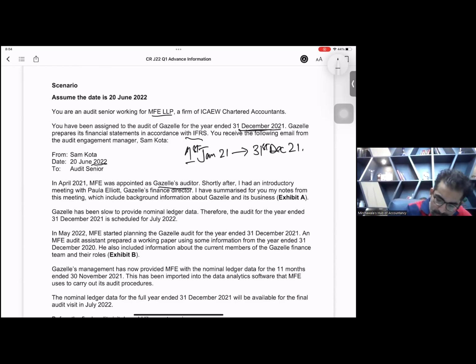Now, shortly after I had an introductory meeting with Paul, Gazelle's Finance Director, I have summarized for you my notes from this meeting. Now, Gazelle has been slow to provide the nominal ledger data. See, this is a risk. The client is very slow in providing you the data. So that means this can slow your speed. It can make it difficult for you to cover things within the deadline, right? So this is one of the inherent risks.